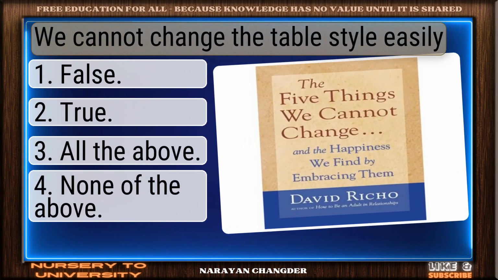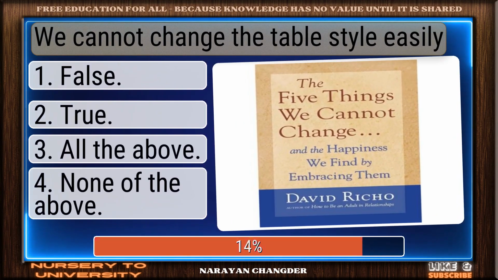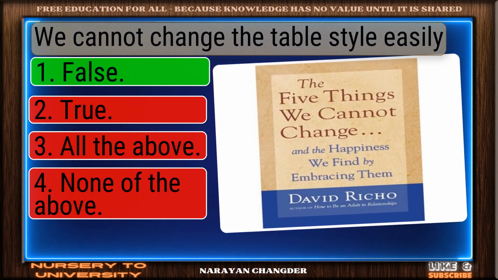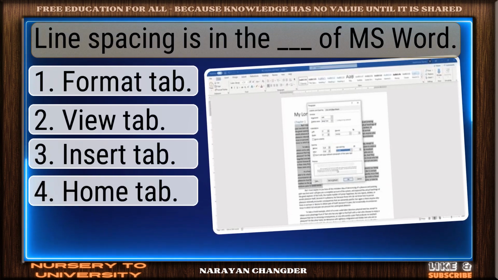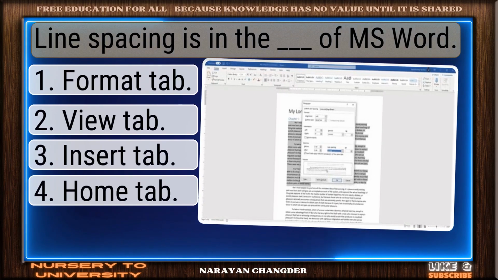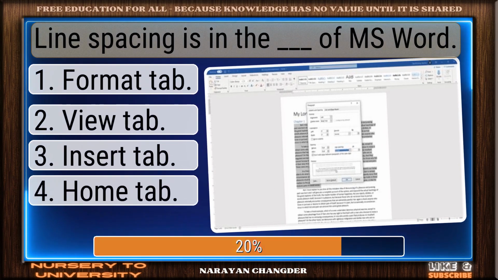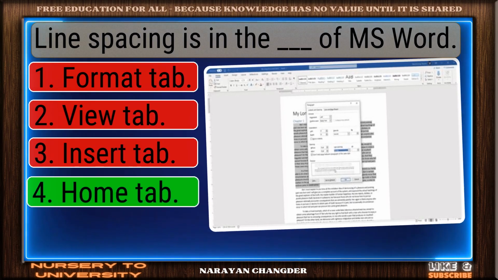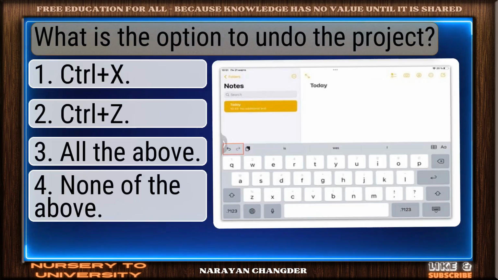We cannot change the table style easily. Smart move. False is an accurate answer. Line spacing is in the Dash group of MS Word. On track. Home tab is the correct answer.